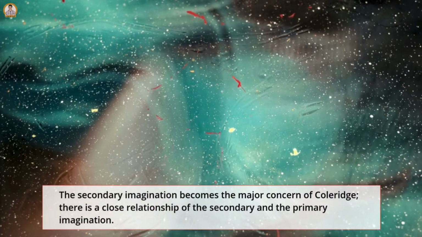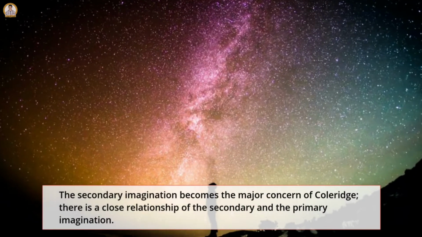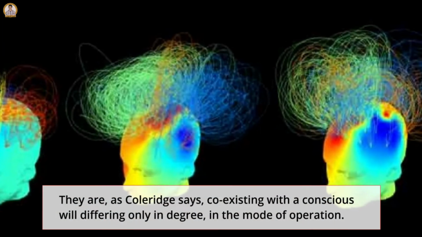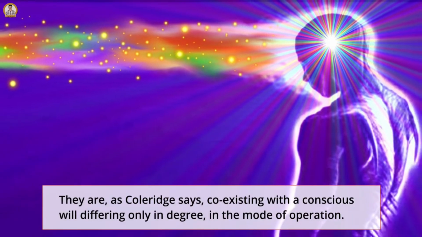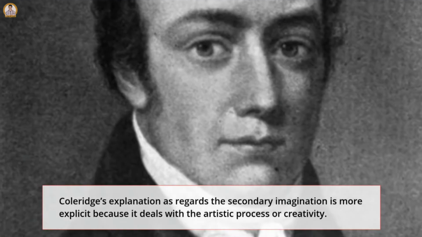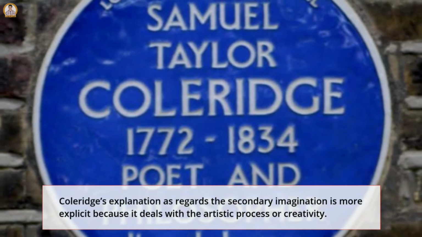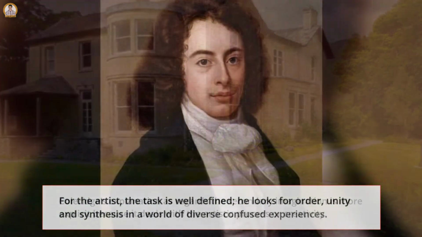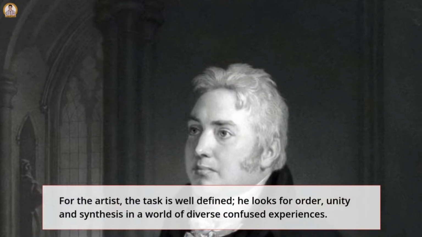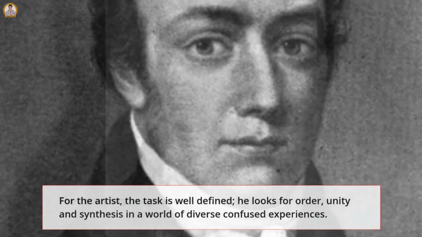The secondary imagination becomes the major concern of Coleridge. There is a close relationship of the secondary and the primary imagination. They are, as Coleridge says, coexisting with a conscious will, differing only in degree, in the mode of operation. Coleridge's explanation as regards the secondary imagination is more explicit because it deals with the artistic process or creativity. For the artist, the task is well defined. He looks for order, unity and synthesis in a world of diverse confused experiences.